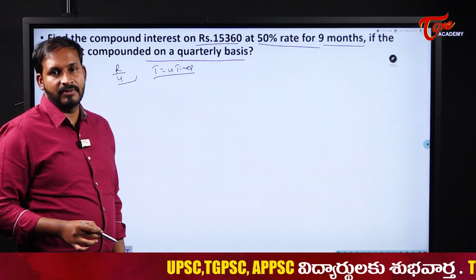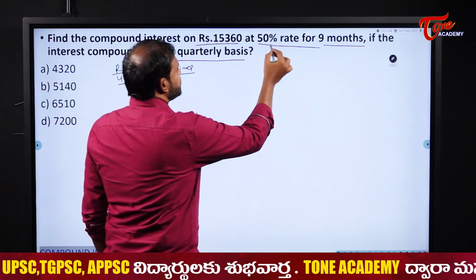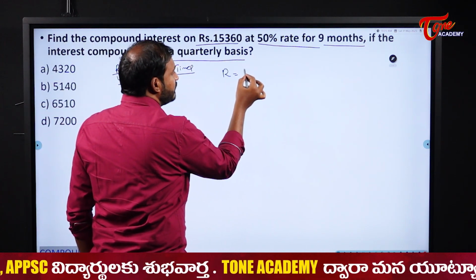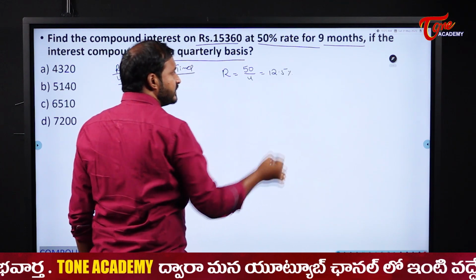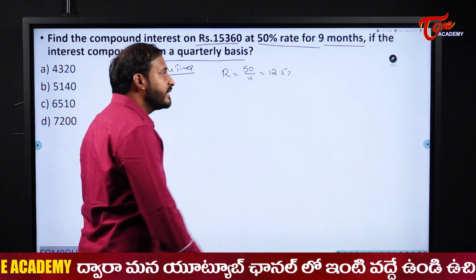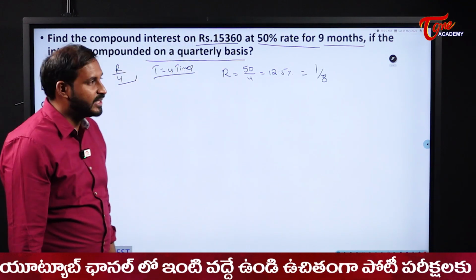Now, if the interest is compounded on a quarterly basis, what will be my rate of interest? 50 by 4, which becomes 12.5%. And 12.5% becomes 1 by 8, students.